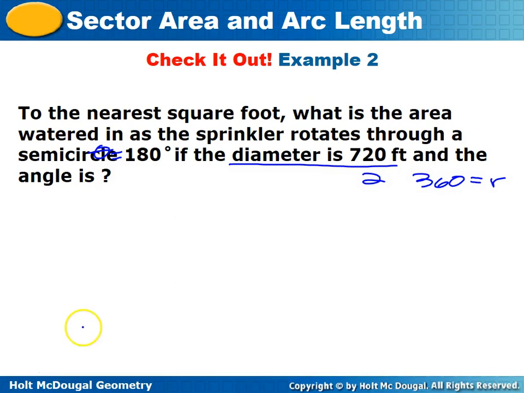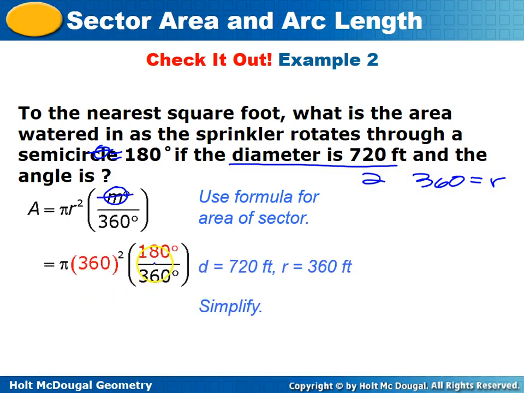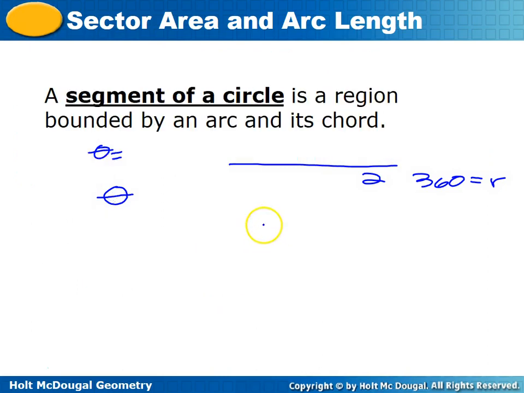So again, we're going to plug these into the formula. Pi r squared theta over 360. That's going to give us 203,575 feet squared. Now, why again do we not give an answer in pi? Because in real life, we don't give answers in pi. We have to actually compute it by multiplying it by pi.